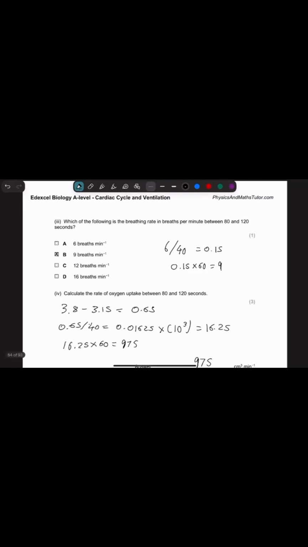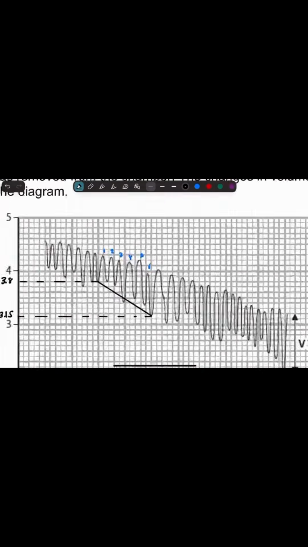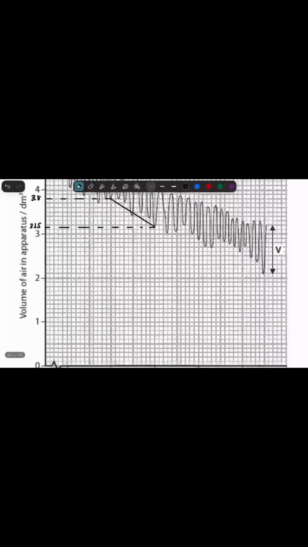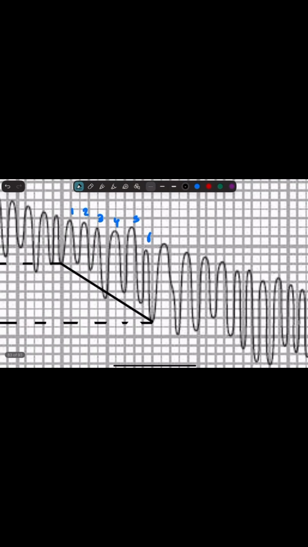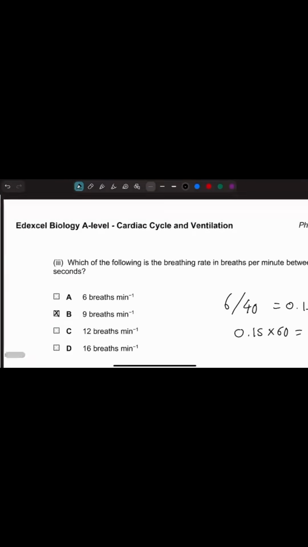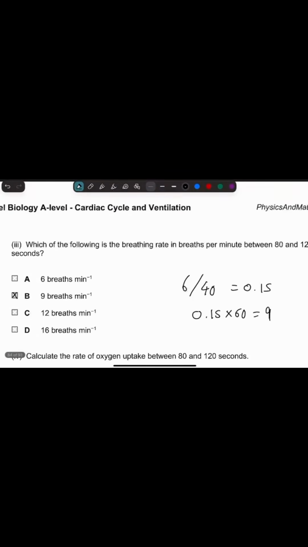Which of the following is the breathing rate in breaths per minute between 80 to 120 seconds? So, I've looked between 80 and 120 seconds on the x-axis of your graph, and counted how many peaks I've seen: 1, 2, 3, 4, 5, and 6. So I've got 6 breaths in 40 seconds. Divide it, so that's 0.15 breaths per second. Multiply by 60 to get a minute, and I've got 9 breaths per minute, which is answer B.